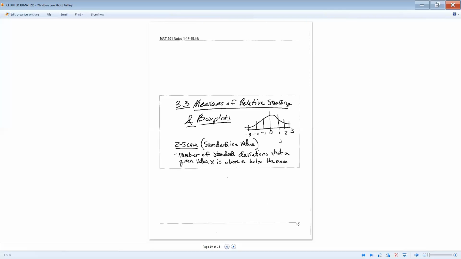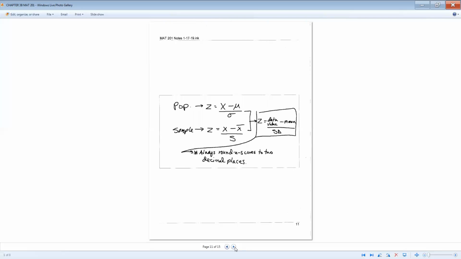Instead of just going 1 standard deviation, 2 or 3 standard deviations, we can go 1.2 or 2.6. We can go negative 3.1 and so on. We can be more precise with the positioning of our data values in reference to the mean.